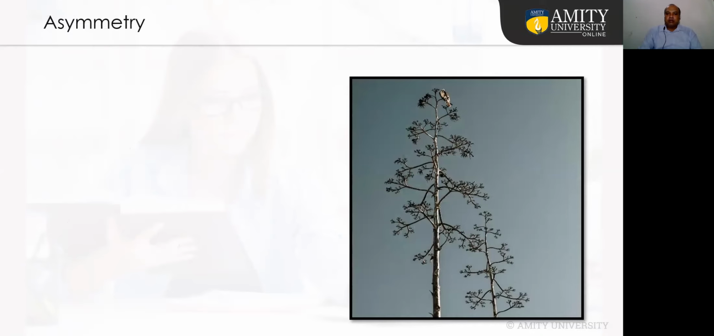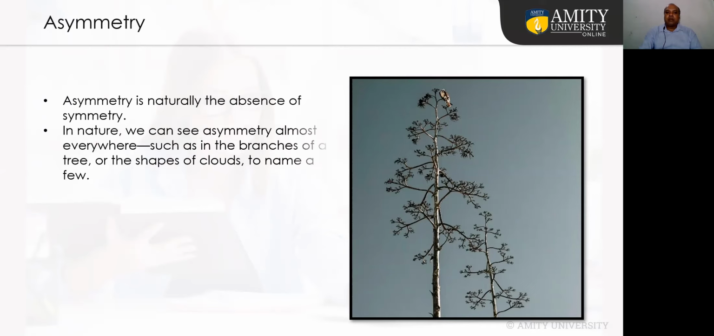Now we are moving to the next topic, that is asymmetry. Asymmetry is quite natural. Everywhere you look, most of the things are asymmetrical. If you see a tree, all the branches are in different size and different shape. So nature has given asymmetry. Asymmetry is the absence of symmetry; wherever you don't find everything equally divided, it's asymmetry. Such as the branches, or the cloud shapes. Whenever you see the clouds in the sky, each is in a different shape, not the same shape. That is what asymmetry is.